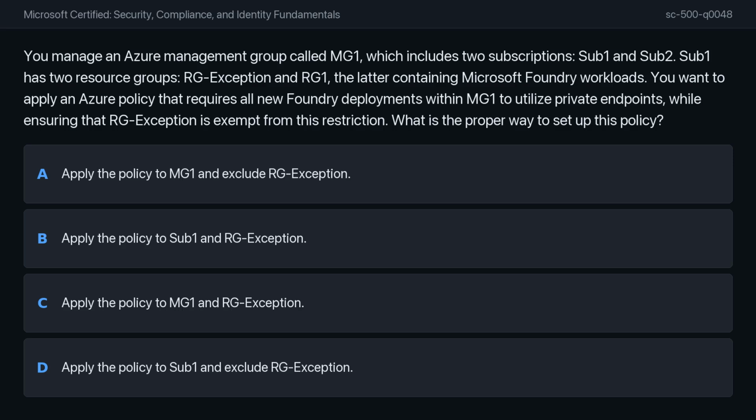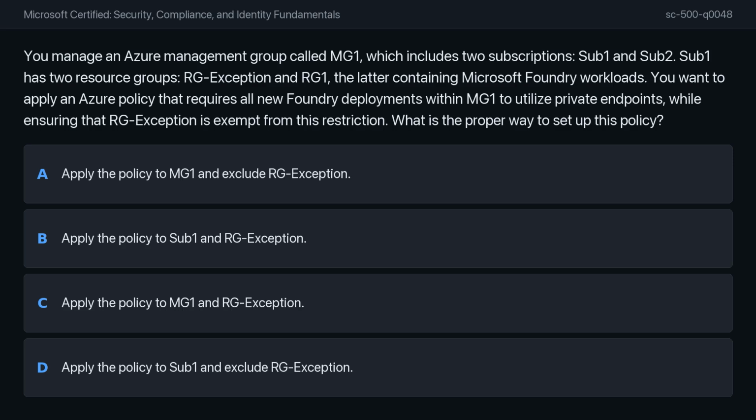What is the proper way to set up this policy? The available options are Option A, apply the policy to MG1 and exclude RG-exception. Option B, apply the policy to Sub1 and RG-exception. Option C, apply the policy to MG1 and RG-exception. Option D, apply the policy to Sub1 and exclude RG-exception.